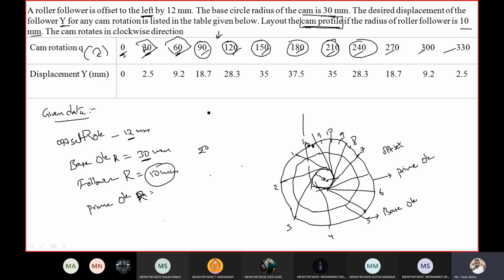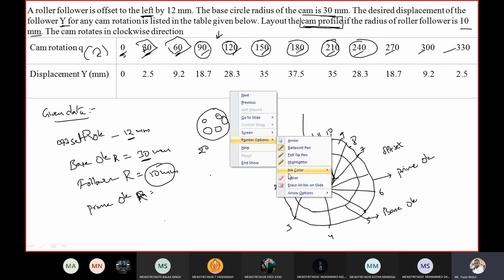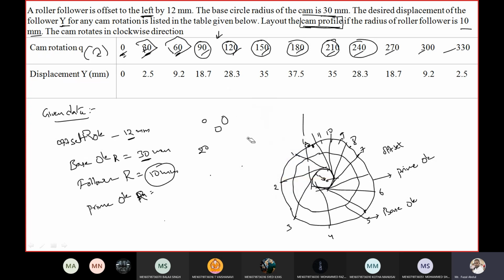It is difficult to measure 20 mm, I think. So for that reason you should purchase a compass, not a compass, that one. What is the scale? It has such holes on the scale. If you purchase such a type of scale, you can easily draw. Draw one roller here with the 10 mm radius.